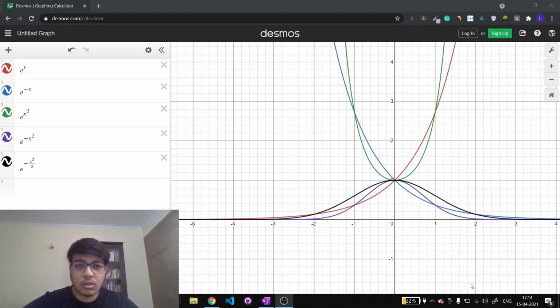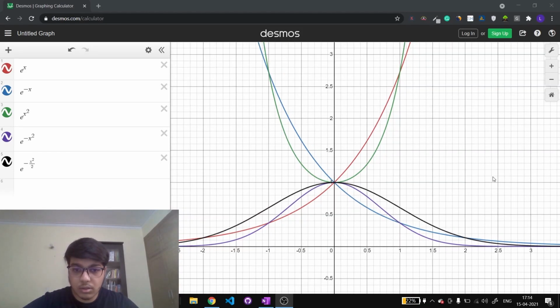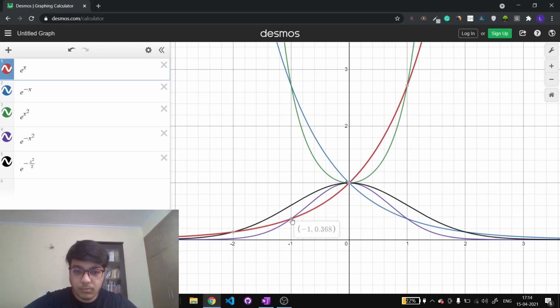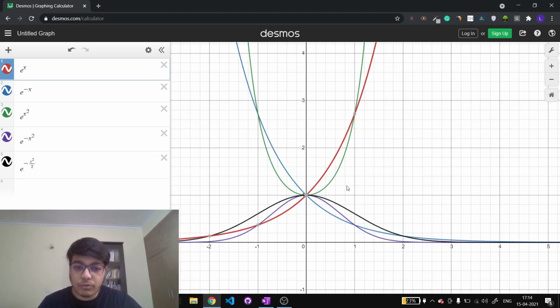I would like you to see the graphs of e raised to x, the red graph. This is -1, this is -2.